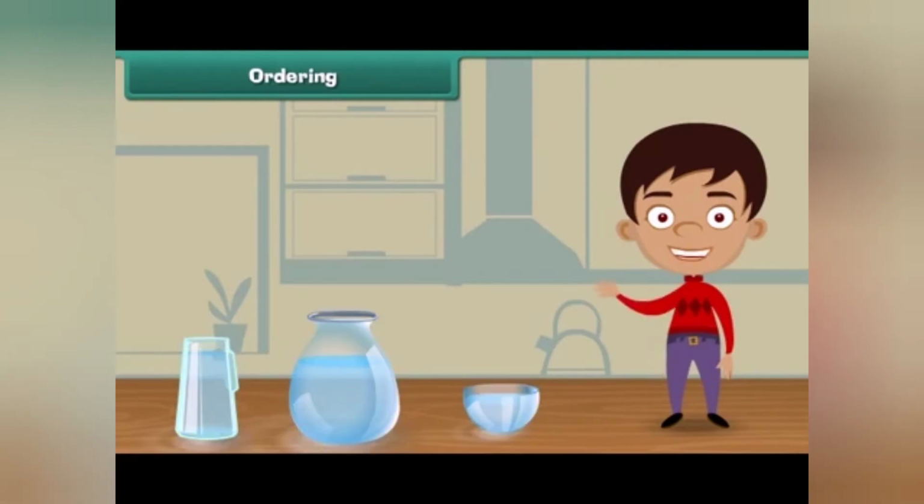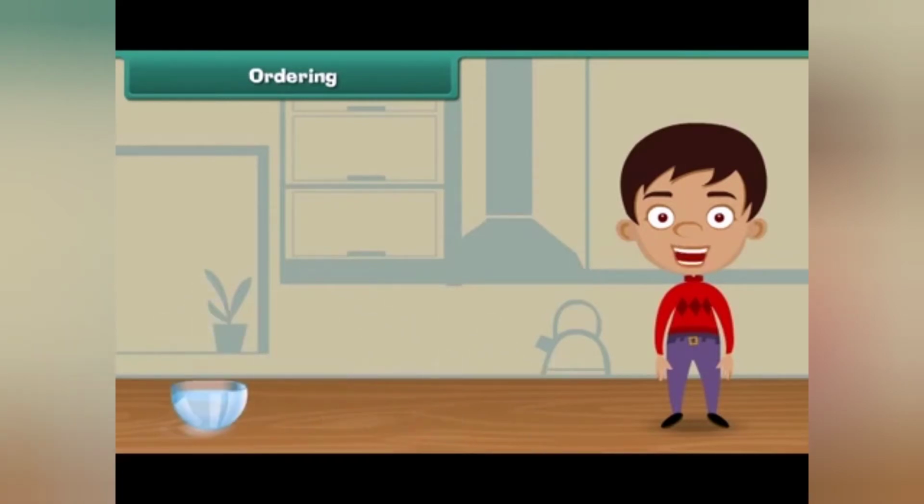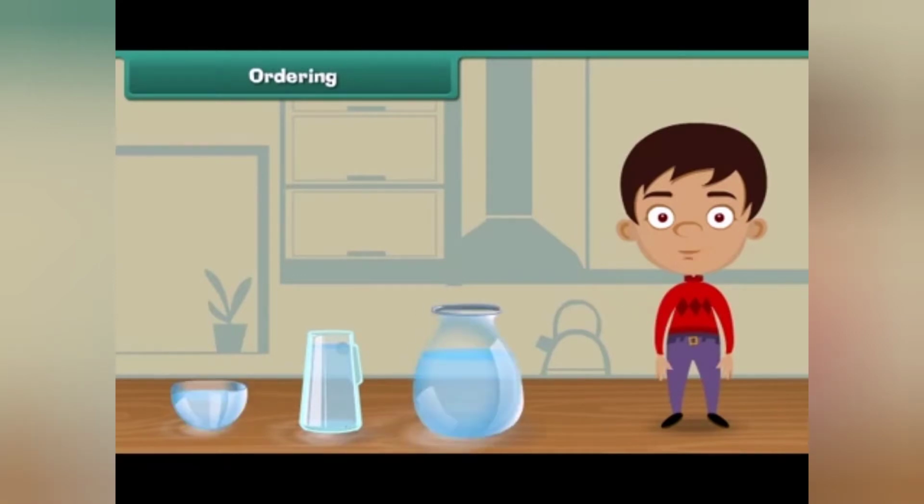Let us now arrange these vessels in an increasing order. Bowl comes first because it holds the least water. The next in the row is jar, as it holds more water than the bowl. At last we place the pot because it holds more water than the bowl and the jar.